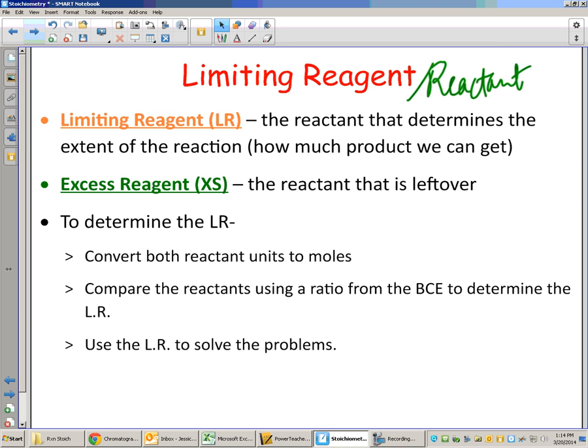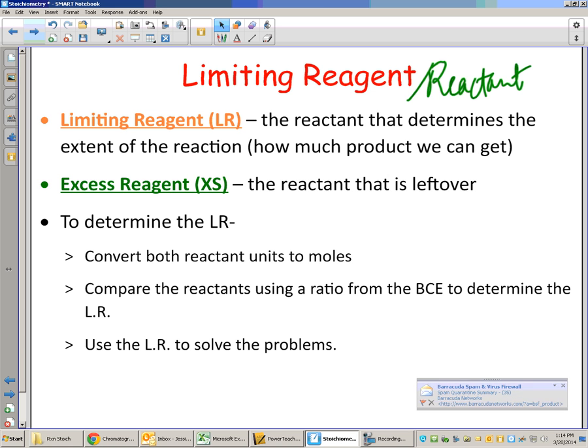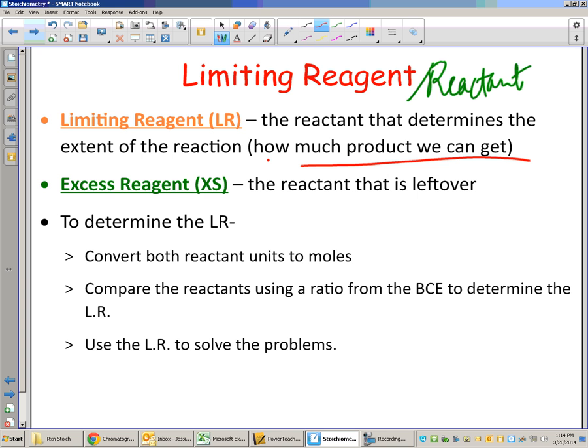In our examples, we're going to have 2 reactants total. One will be our LR, or limiting reagent, and one will be our excess. Get it? Excess. One will be our leftovers that we got to put back in the fridge and save for later. The limiting reagent will tell us how much product we can get, and the excess will just be leftover, and we can calculate the grams leftover when we get into these types of problems.